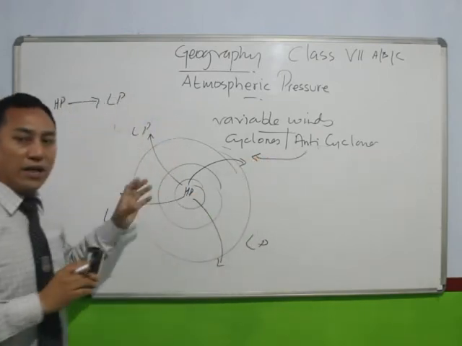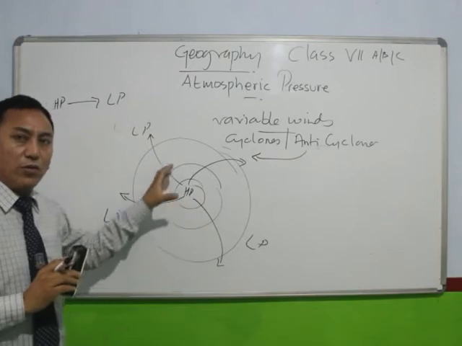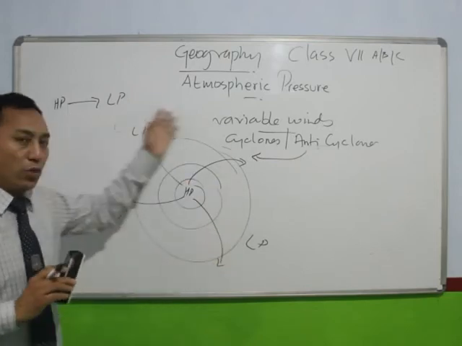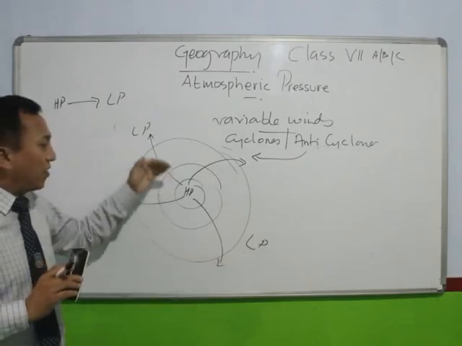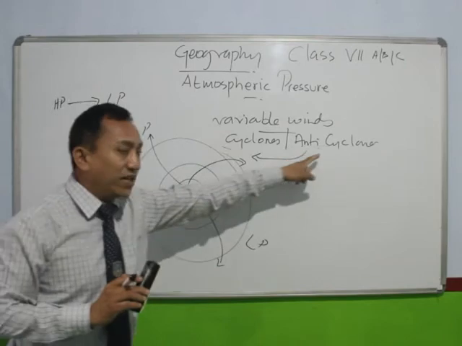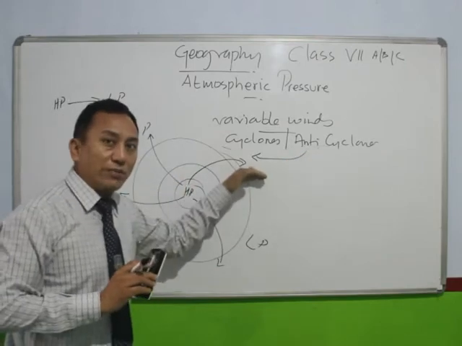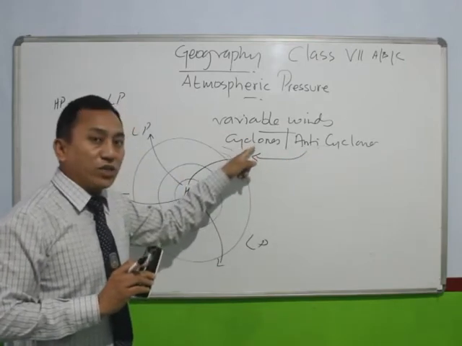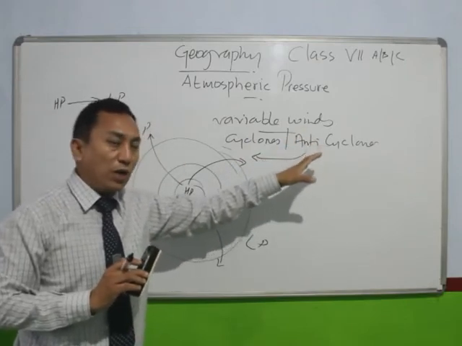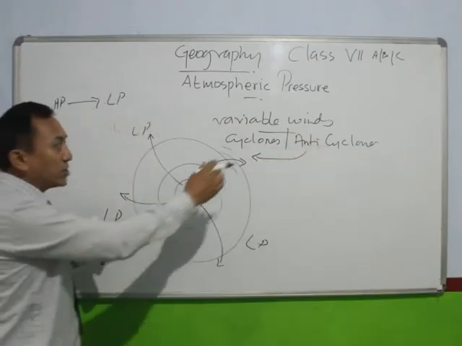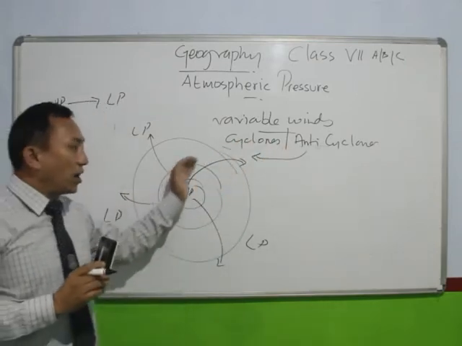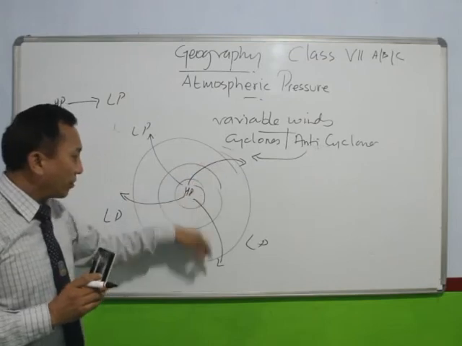In an anticyclone, the central part will have a high pressure and the surrounding regions, the water bodies, will have a low pressure. So from the center, winds will blow clockwise in the northern hemisphere. In terms of anticyclone, it is clockwise in the northern hemisphere, but in case of cyclones, it is anti-clockwise in the northern hemisphere. So in case of anticyclones, the winds will blow clockwise in the northern hemisphere.